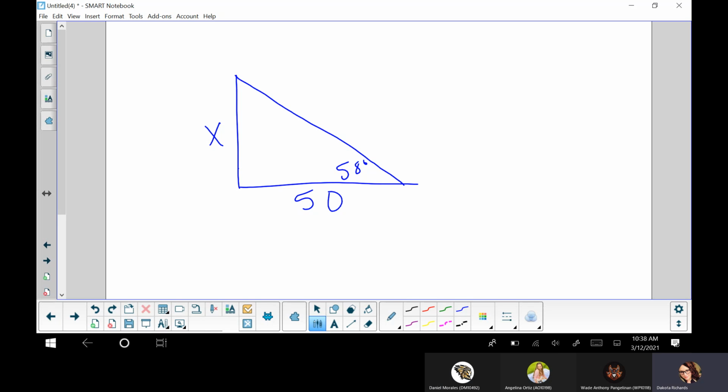So that's what we're given. You're 50 feet from a movie screen. The angle of elevation, which is basically right here, is the same as this angle here.